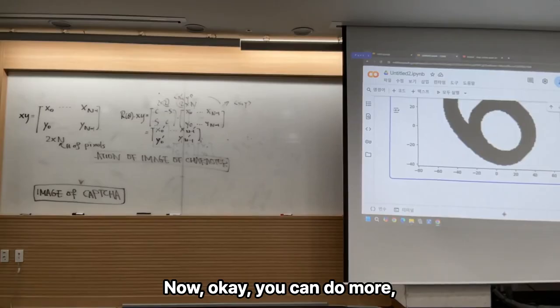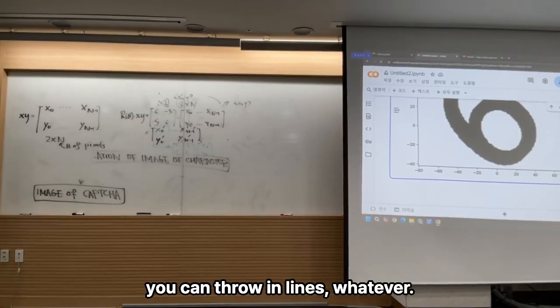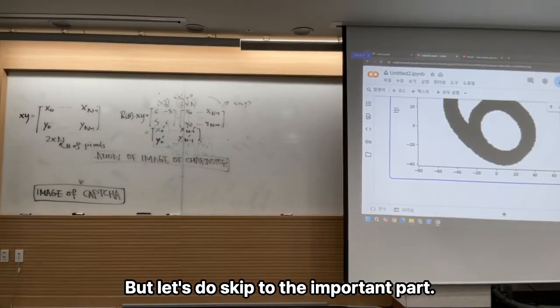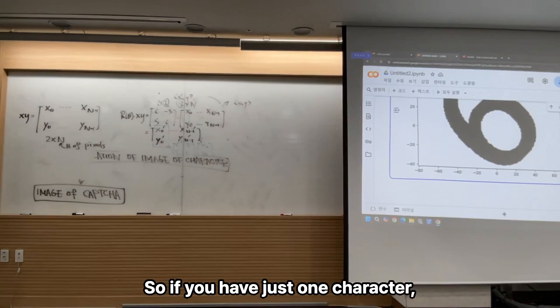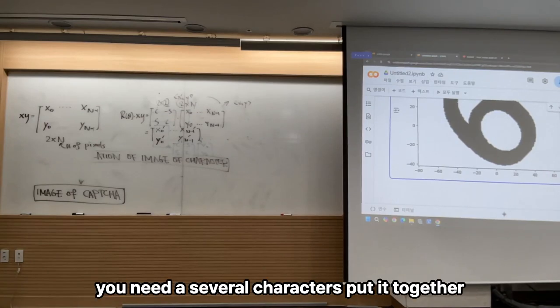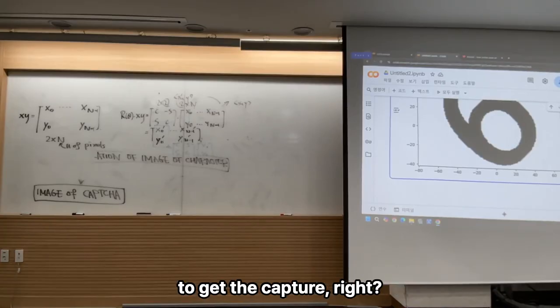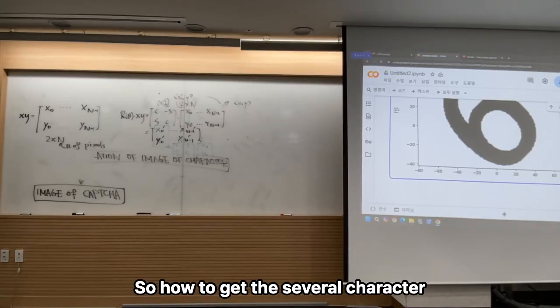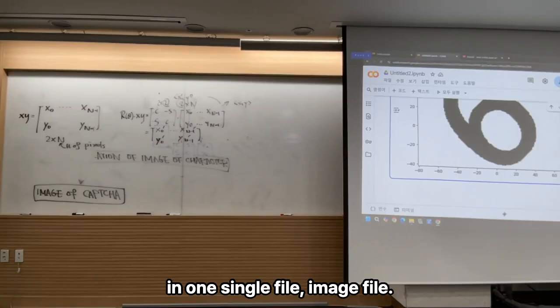Now, you can do more. You can throw in lines, whatever. But let's skip to the important part. If you have just one character, it's not powerful enough. You need several characters put together in a single image to get the CAPTCHA, right? So how do you get several characters in one single image file?